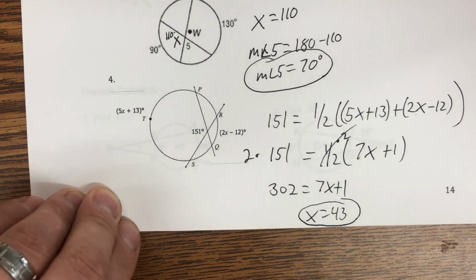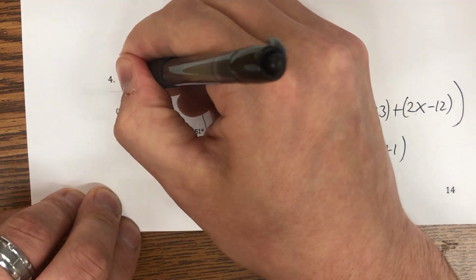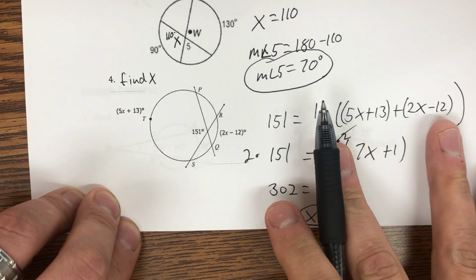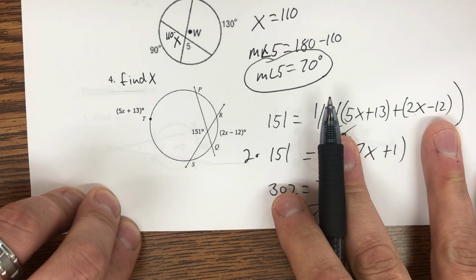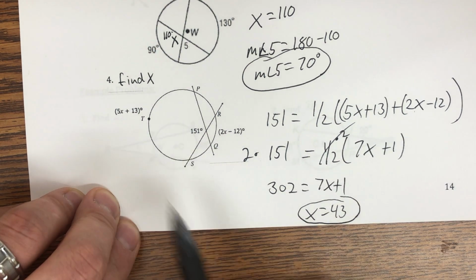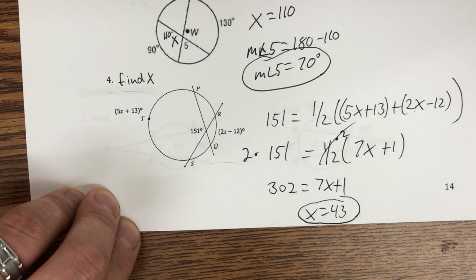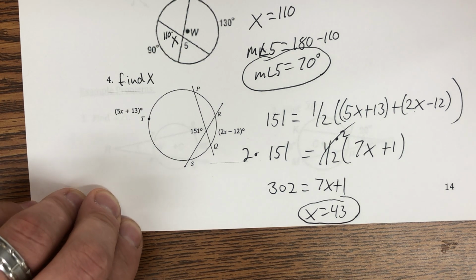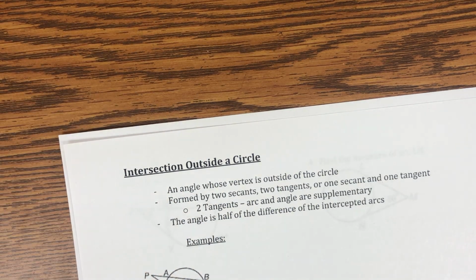We got it. Found x. I know that at the very first part, maybe it wasn't real clear how I set this one up, so I just put this in parentheses because each arc was separate. Hopefully we were able to see that. I didn't have my paper underneath the camera real well. So, moving on. Next page.